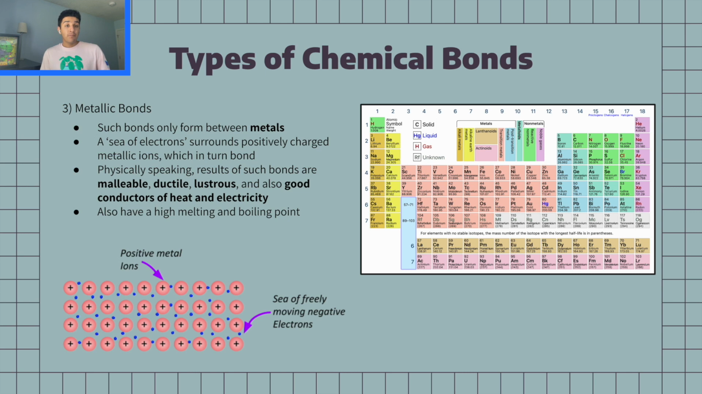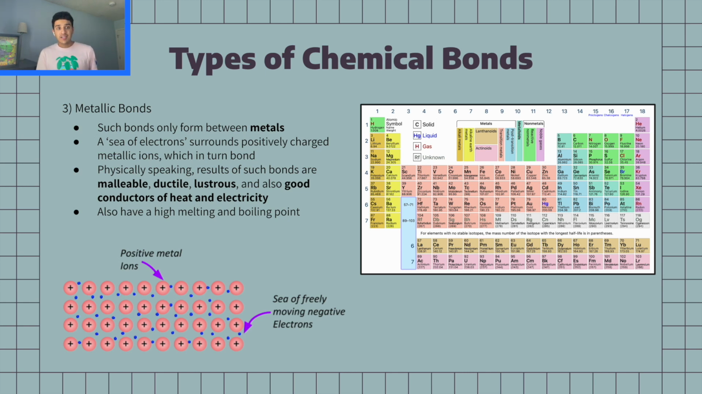My chemistry teacher and a lot of others have told me that using this phrase guarantees you full points if asked to describe a metallic bond. Next, let's move on to the physical characteristics of a metallic bond, which are that the end product tends to be malleable, ductile, lustrous, and also a great conductor of heat and electricity. Finally, they have a high melting and boiling point, which means that they're strong, right? We talked about the significance of melting and boiling points just a few seconds ago.